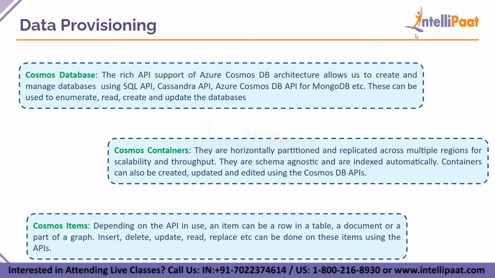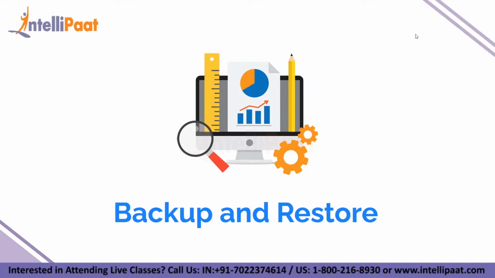Then there are containers. These are horizontally partitioned and replicated across multiple regions for scalability and throughput. So these containers are actually groups of all these databases and actions, and they can also be created and updated using the CosmosDB API. Then Cosmos items. Items are just the data that is committed into all these databases. It can be rows in a table, documents, graphs, etc. These can also be edited, updated, replaced, read, etc. using the APIs. Now we'll see what backup and restore options CosmosDB offers.